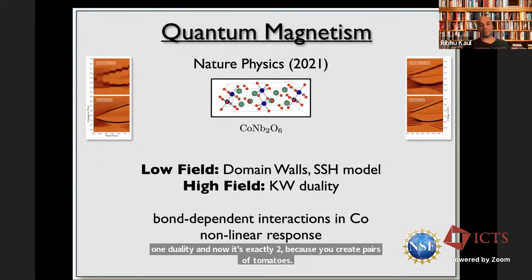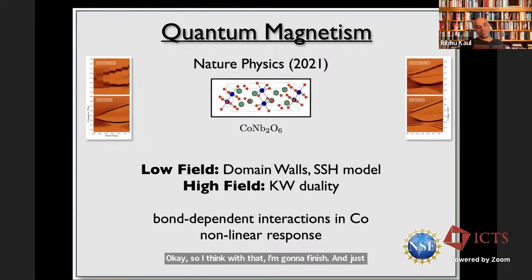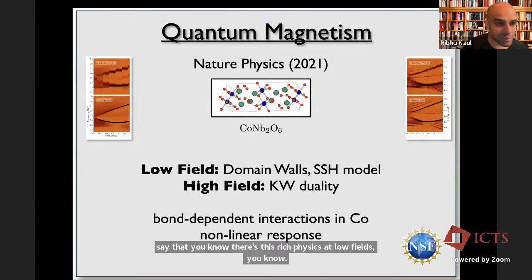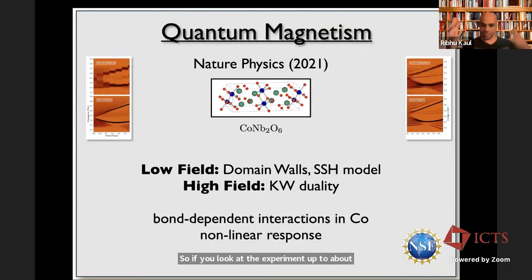Okay, so I think with that, I'm going to finish and just say that there's this rich physics at low fields. So if you look at the experiment up to about 2 Tesla, there are all these interesting features of domain walls and their band structure and how they can be controlled by an external magnetic field.